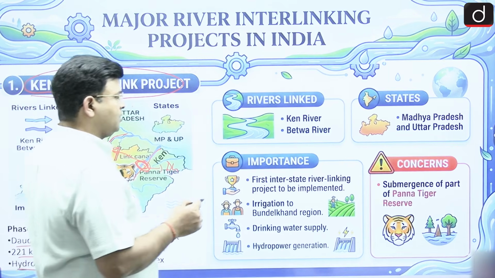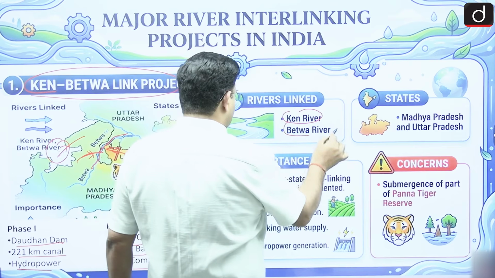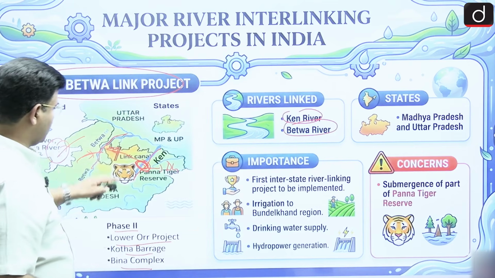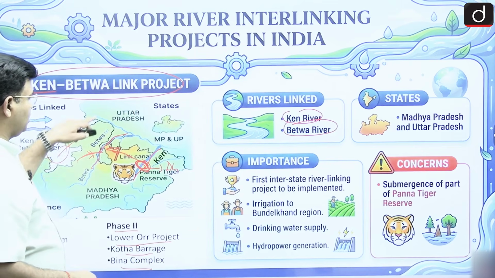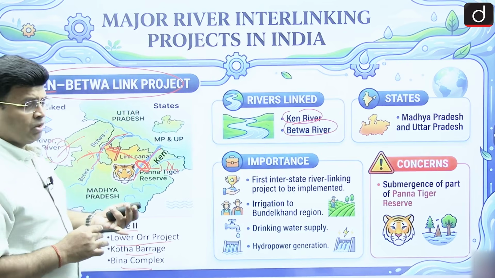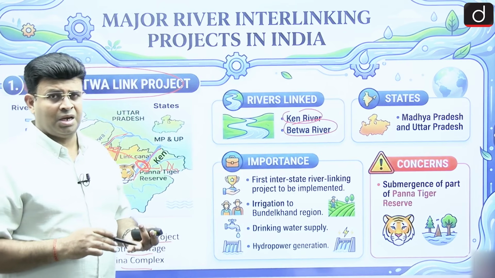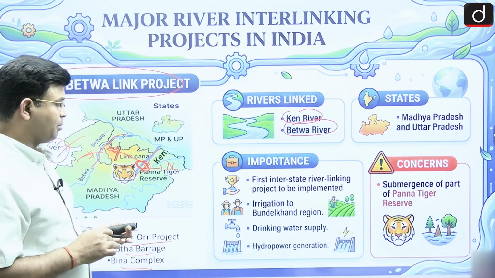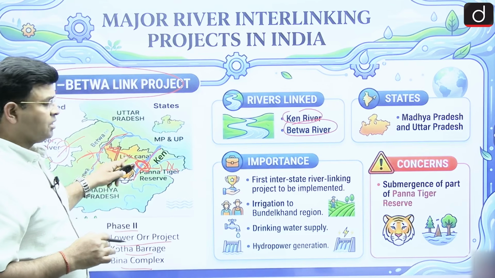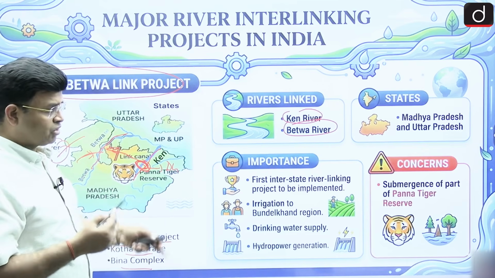The major river in the Ken-Betwa link, and the two states benefiting from this, are MP and the UP region. They are getting drinking water supply, irrigation water, electricity, and better agriculture practices. But Panna Tiger Reserve is under threat, with biodiversity loss and all.